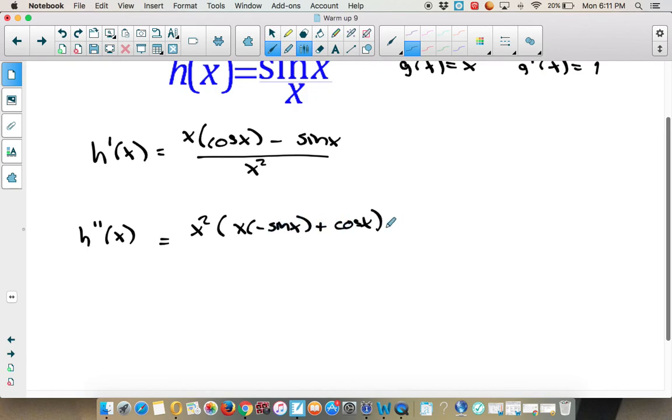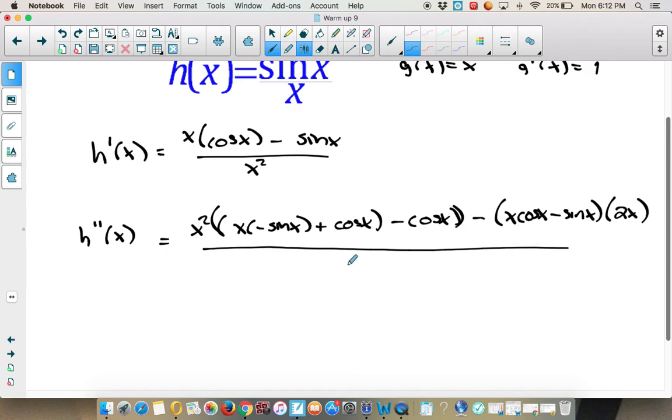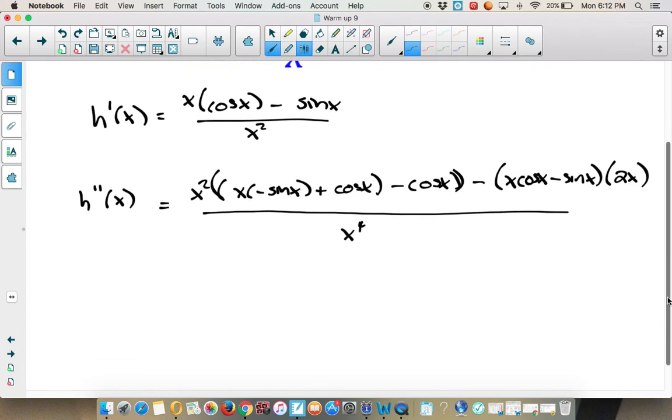first times the derivative of the second, second times the derivative of the first. I'm still on the top, minus cosine x. So it's the bottom times the derivative of the top minus the top times the derivative of the bottom over the bottom squared. So it gets a whole lot messier as you go on.